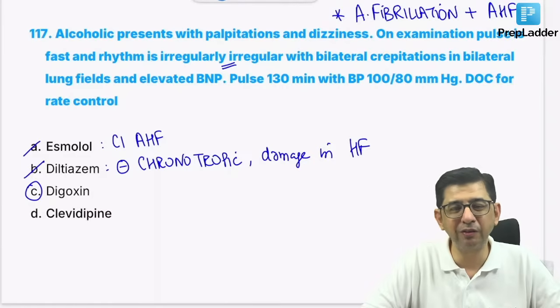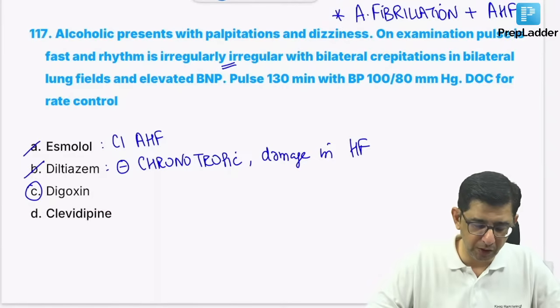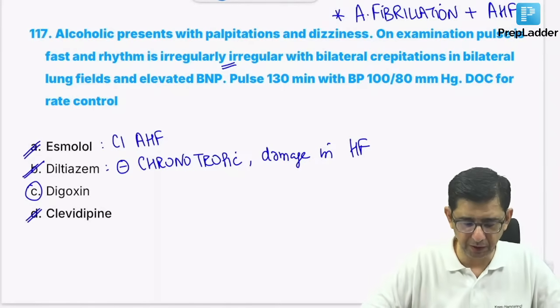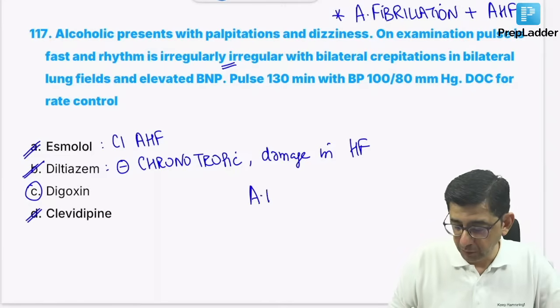And clevidipine has a side effect of causing a reflex tachycardia. So if you look at the options here, even if I don't go into much detail, digoxin would be used. For atrial fibrillation, for rate control, it is usually esmolol which is to be answered.